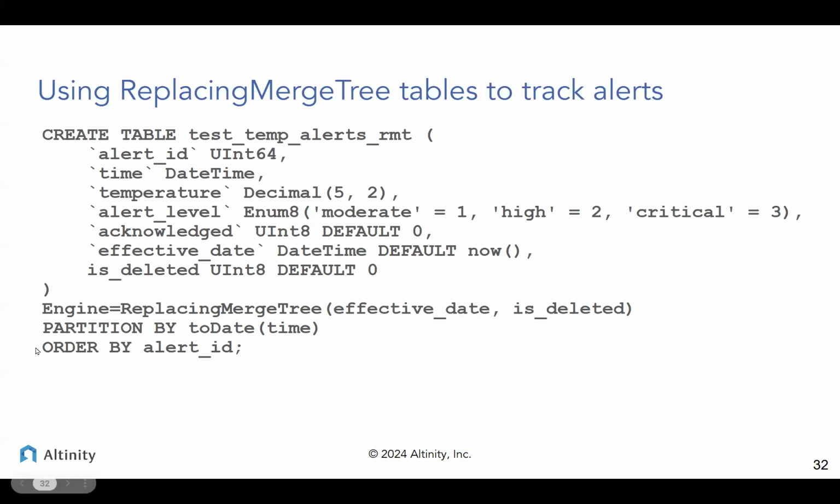We still have to partition, and then there's a really important point. You have to order by. The order by in replacing merge tree is what determines how to collapse, basically how to deduplicate the rows. So anything that has the same alert ID will be treated as the same row, and the latest version will take precedence. How does that work?